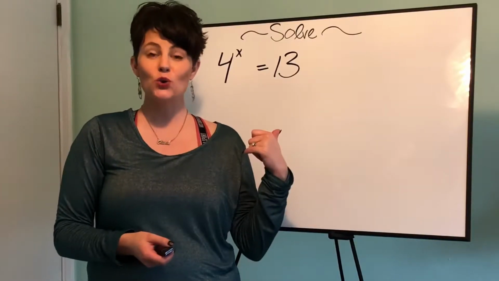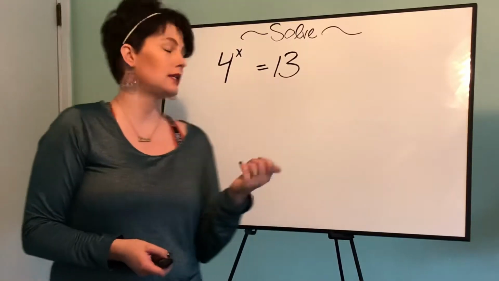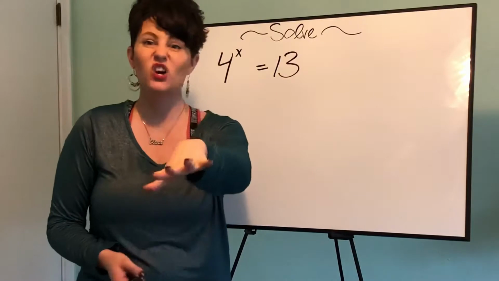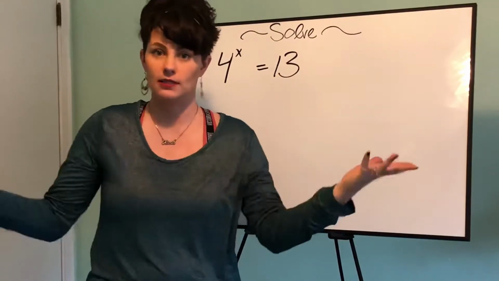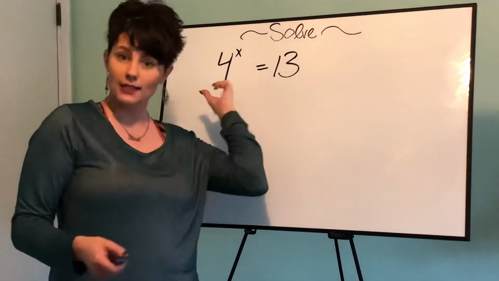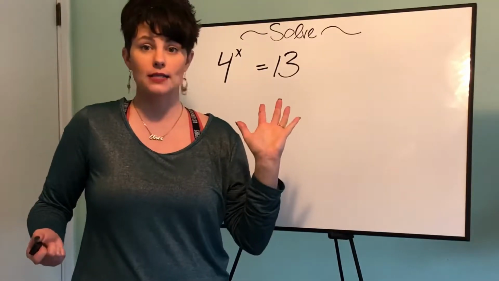For example 2, it looks a lot like the first example did, except the 13 doesn't have an exponent. It could if we wanted it to, it just doesn't in this example. And then you've got 4 raised to the exponent of x. And x is actually in the same spot that it was in the last example.